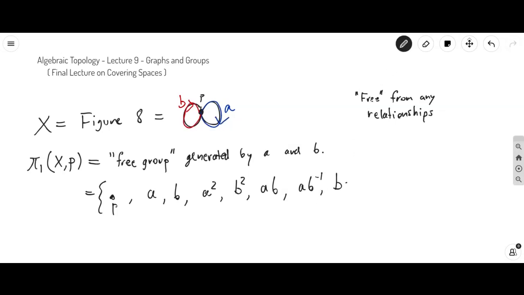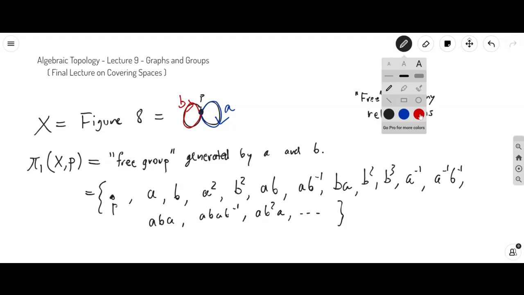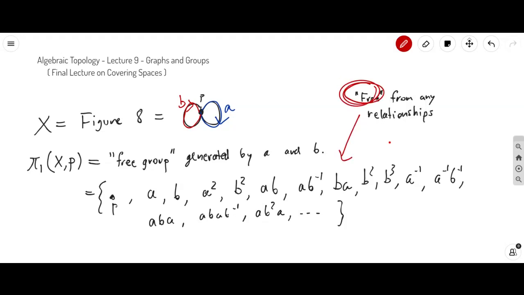But then you also have BA. BA, that would mean you go around like this and then like this and so on. You can have B squared, you can have B cubed, then you can have A inverse, B inverse, and so on. You can also have ABA. ABA would mean you go around A, then you go around B, then you go around A. You can have A B inverse, you can have AB squared A, and so on. When we're saying that it's free, free just means that all of these are different. And when we say that they're different, we mean they're non-homotopic to each other.